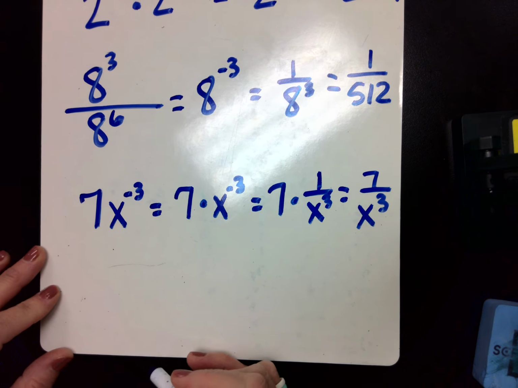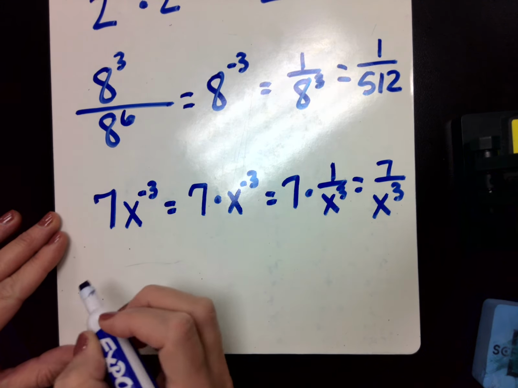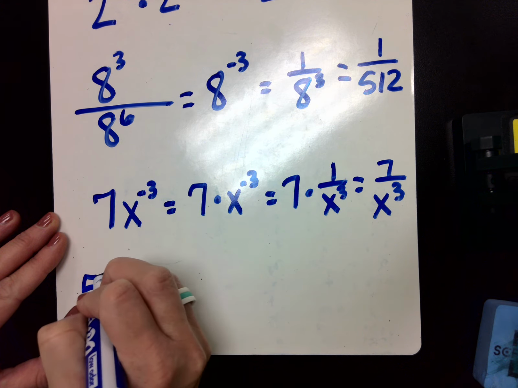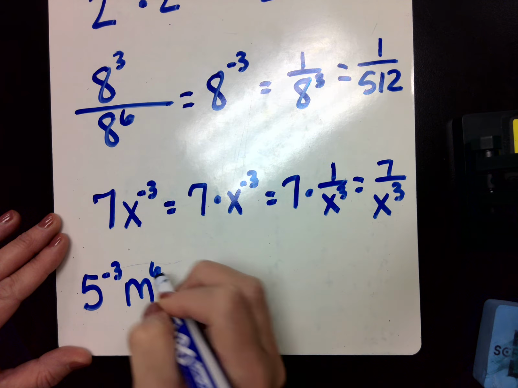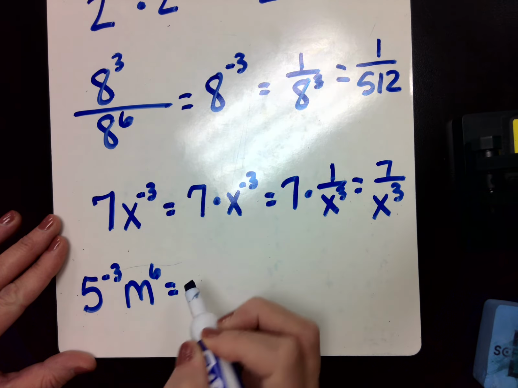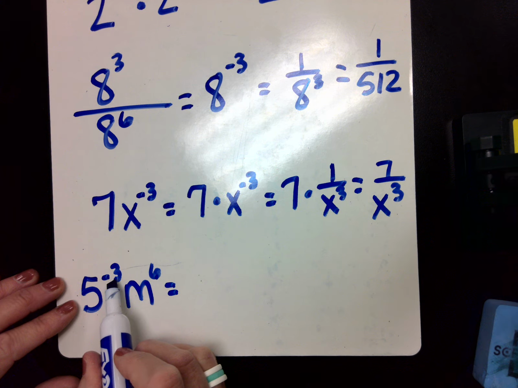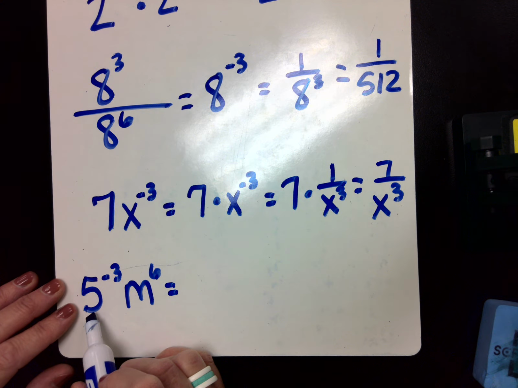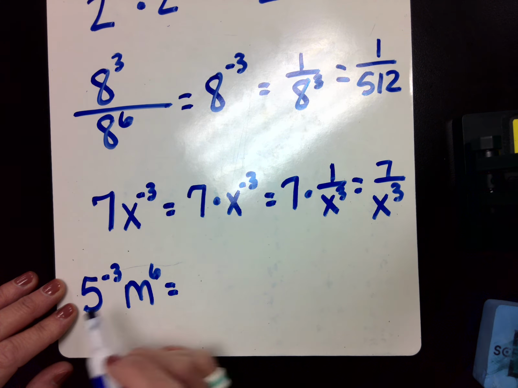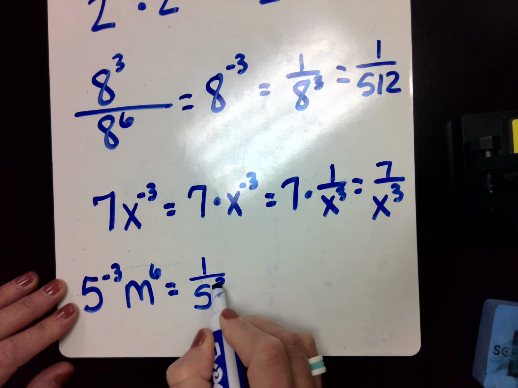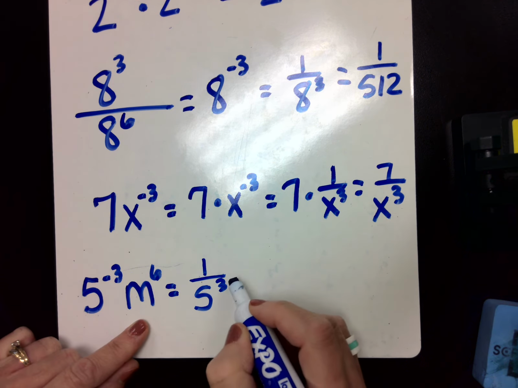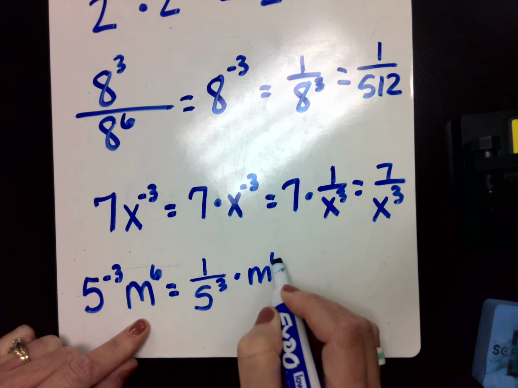Okay, now let's try another one. What if I had something like this? 5 to the -3 times m to the 6th power. Well, I know the 5 to the -3, I have to change to a positive exponent. So I'm going to flip my base, make it 1/5, and I keep my exponent with the 5. I know it's being multiplied to m to the 6th.